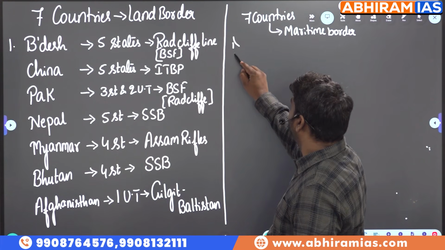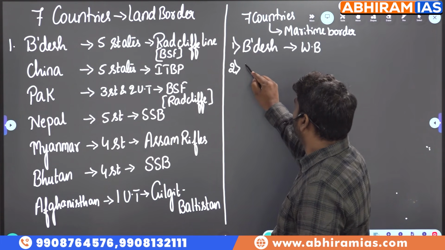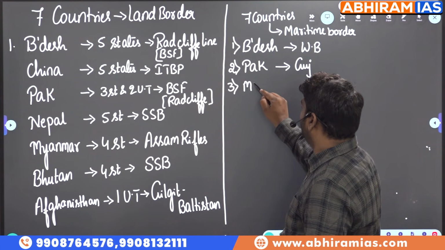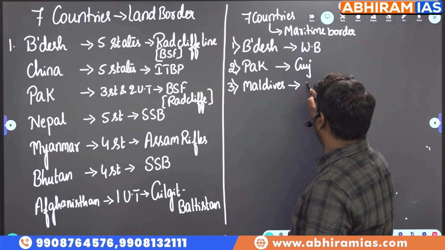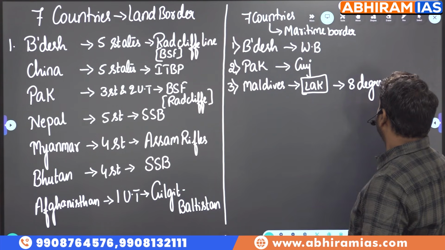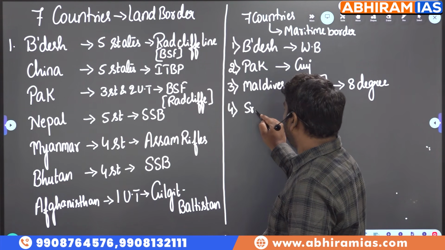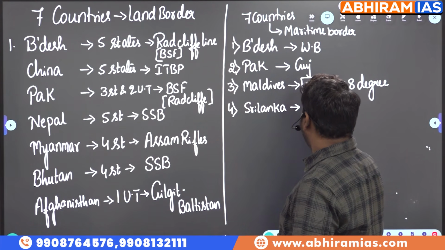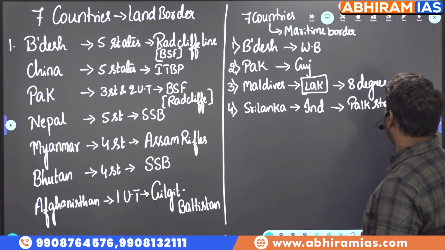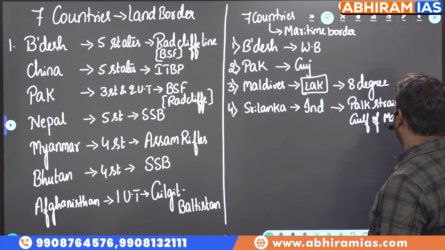7 countries with which we have maritime border. First one, if I take Bangladesh, West Bengal has maritime border. If we have Pakistan, Gujarat has maritime border. If we take Maldives, Maldives and India are separated by Lakshadweep, and we normally call it the 8-degree channel. Have you heard? 8-degree channel. Sri Lanka and India are separated by Pak Strait and Gulf of Mannar.